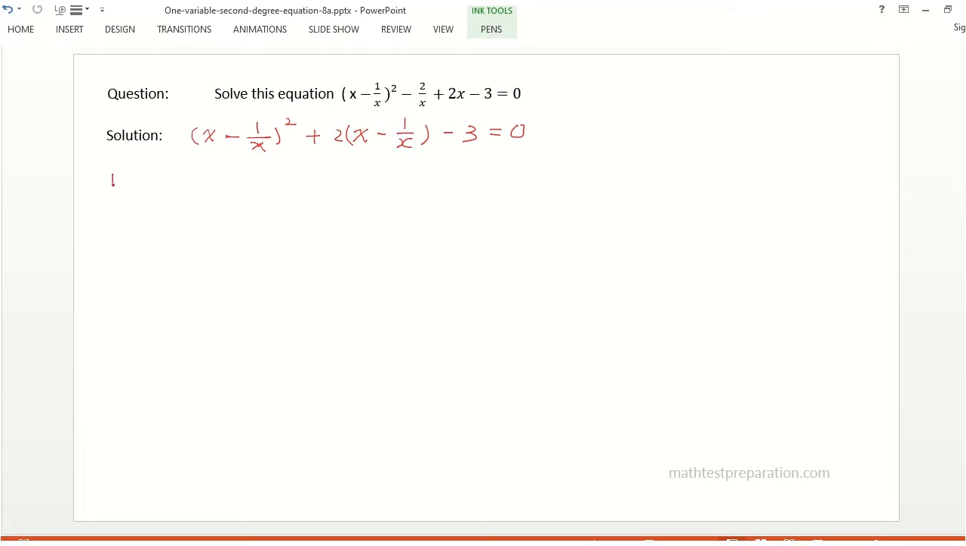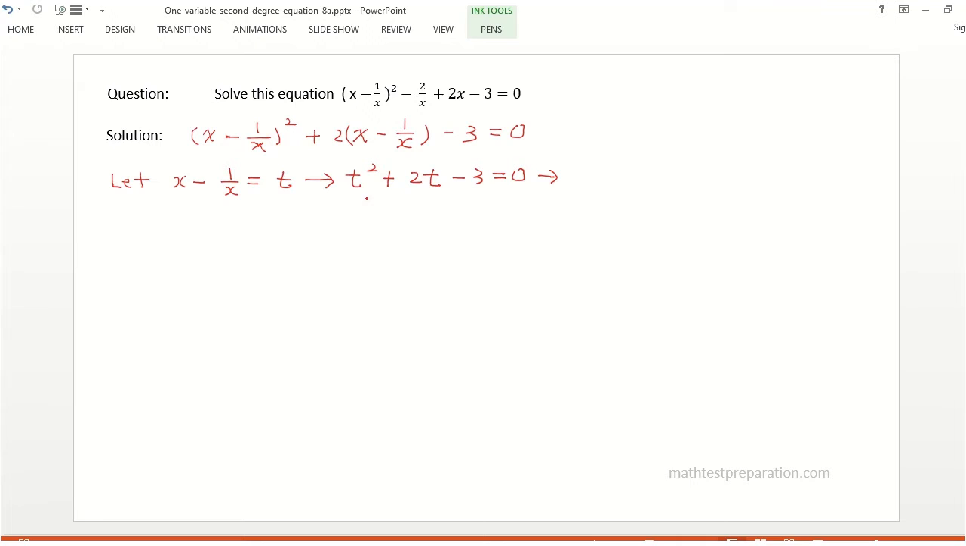Now we let x subtract 1 divided by x equals t. So we have t squared plus 2t subtract 3 equals 0.